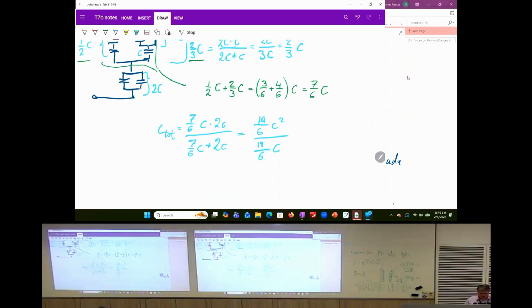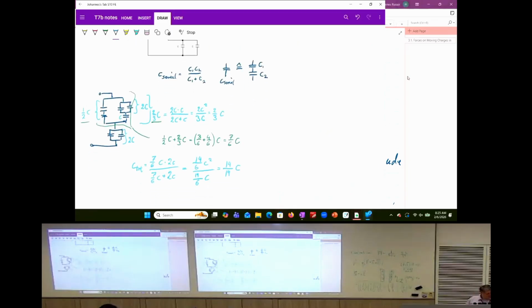This is 19/6C. And sorry, I think I should write this more neatly because this is a 4 divided by C here. So that gives you 14/19 times C. Agree?